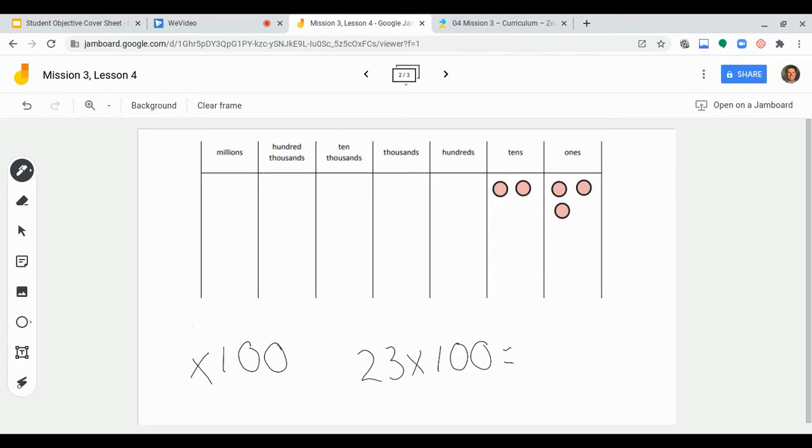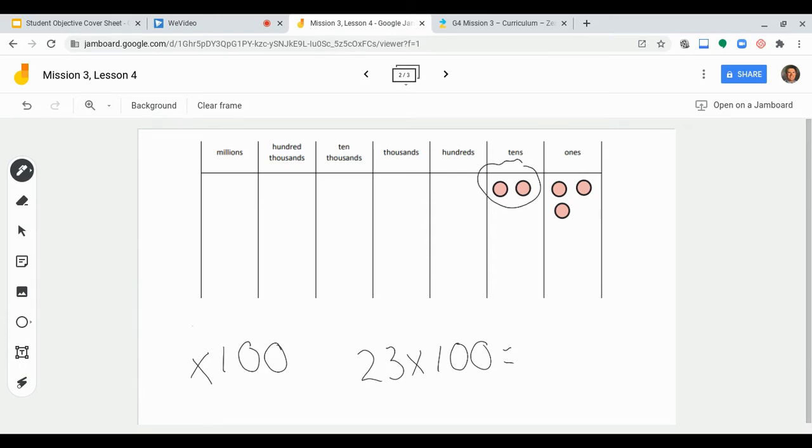If when we multiply times 10, everything moved up 1 place value on the place value chart, if we're multiplying times 100, how many place values do you think we need to move to the left? So multiply times 10 was 1 place value. So if we multiply times 100, what do we think? Ding, ding, ding, that is right. It's going to move up 2 place values on the place value chart. It's going to move to the left 2. It's always just moving to the left.